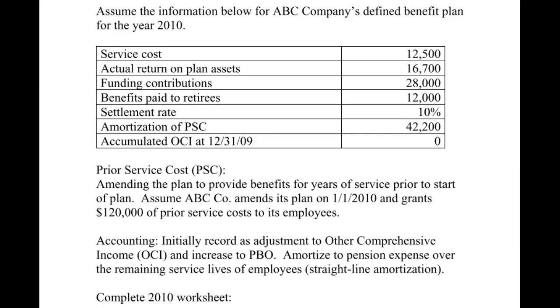All right, so we have all of our stuff for this time as well: service costs, actual return, contributions, benefits, the settlement rate, which remember is for interest costs. And then if you look here, we have 2 new items. We've got amortization of prior service costs, and this accumulated OCI is other comprehensive income. So these are our 2 new items that we're going to deal with.